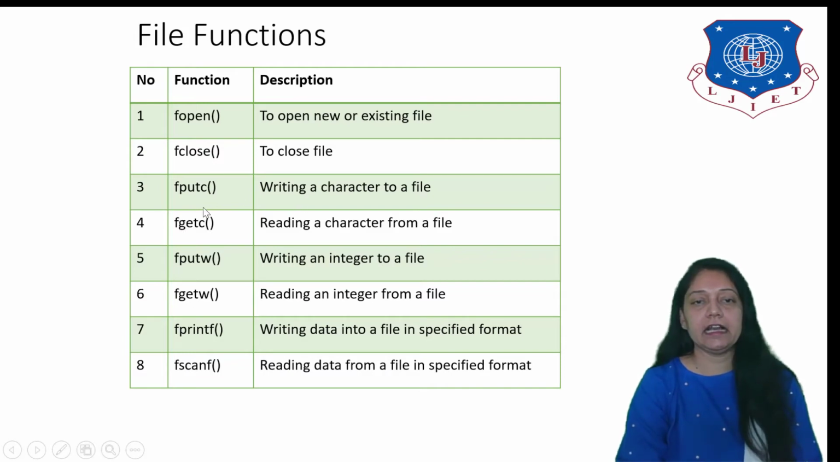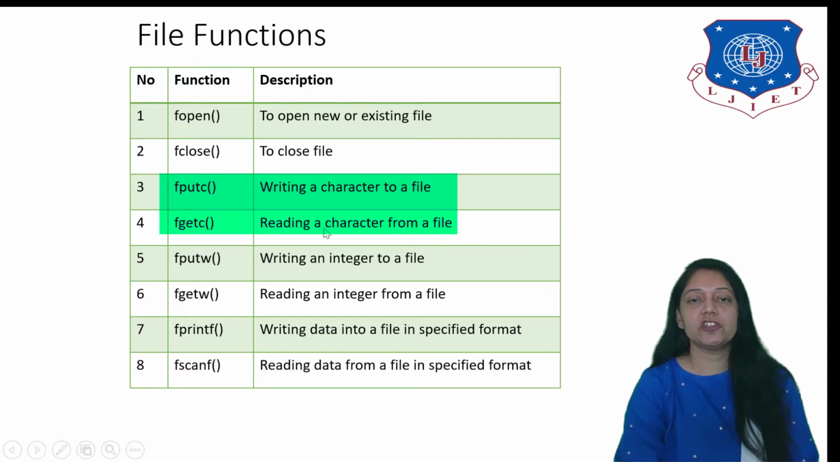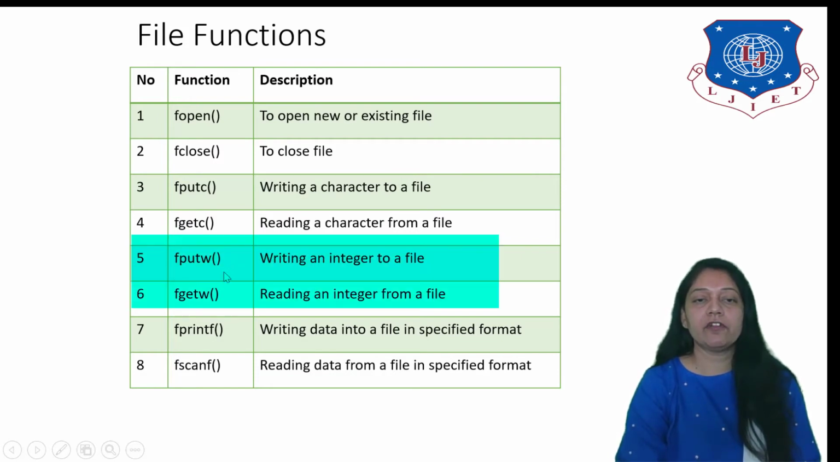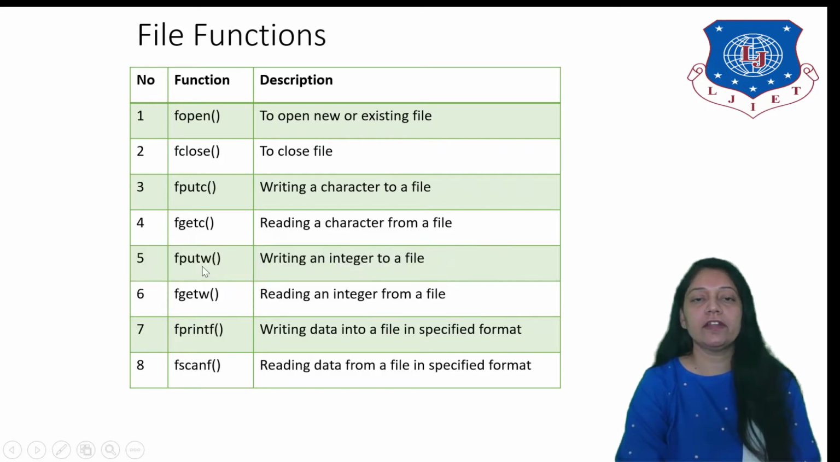Then for reading and writing a character in a file, if you want to make a text file, we use fputc, that is for writing a single character in a file, and fgetc is used for reading a character from a file one at a time. So this fputc and fgetc are used in combination to read and write a single character from a file at a time. Similarly, we have the pair of file functions fputw and fgetw. They are used for writing an integer and reading an integer from a file. So if you want to deal with only numbers in a file, then you can go for fputw and fgetw.